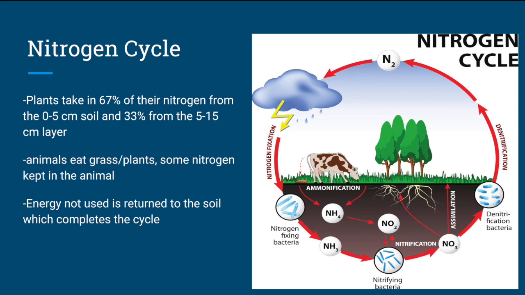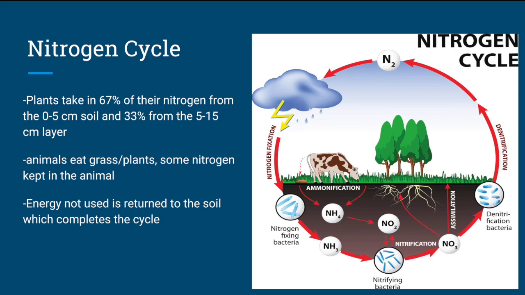Nitrogen cycle. In the nitrogen cycle, nitrogen limitations lead to competition between microorganisms and plants. With a short supply, this limits the growth of plants. Plants take in about 67% of their nitrogen from the 0 to 5 centimeter soil and 33% from the 5 to 15 centimeter layer.